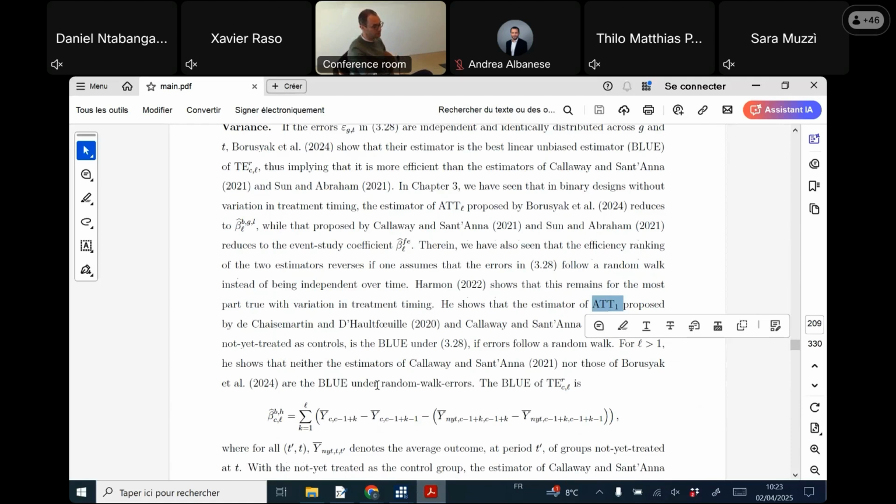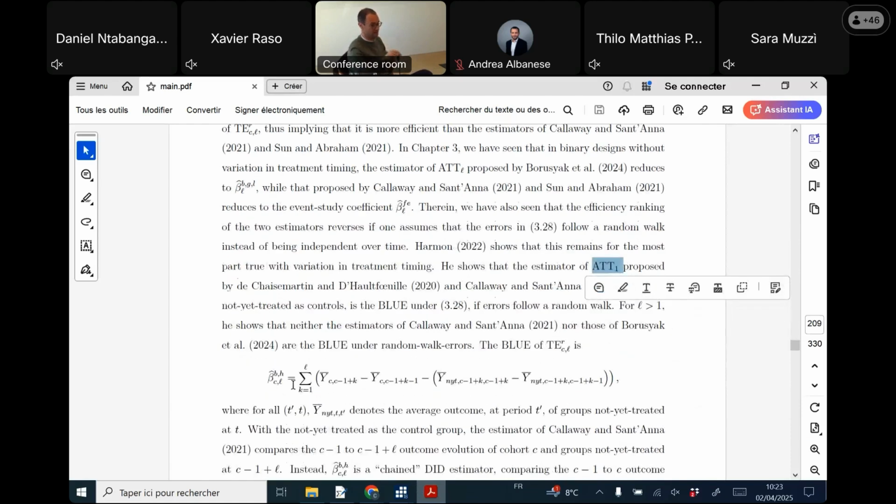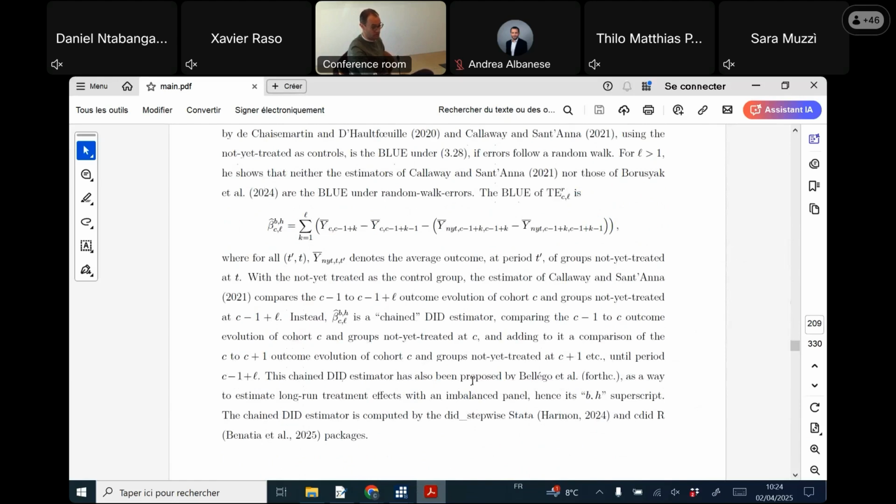And this estimator, which we're going to call a chained diff-in-diff estimator, because we're chaining a long difference as the sum of first differences, has been proposed, interestingly, as it's always the case in this literature, independently and at the same time by two papers: this paper by Bellégo and co-authors, and the Armand paper that I was mentioning. And interestingly, the Bellégo et al. paper, they're not interested at all in robustness to heterogeneous effects or in efficiency. They're interested in dealing with very imbalanced panels.